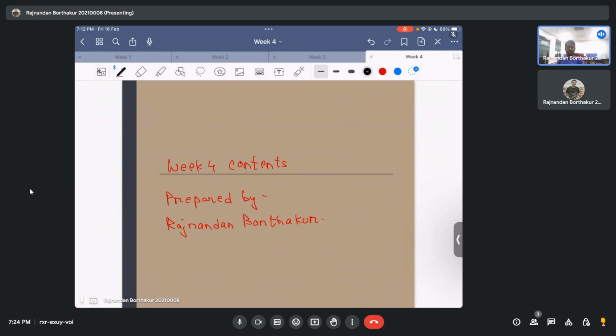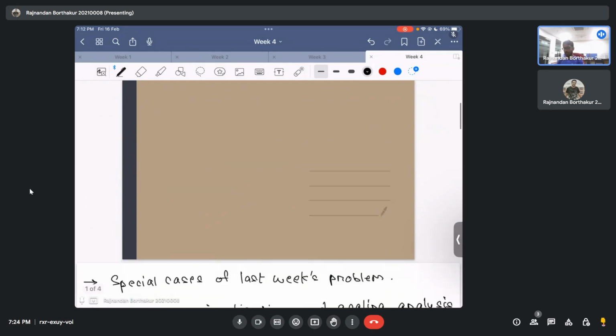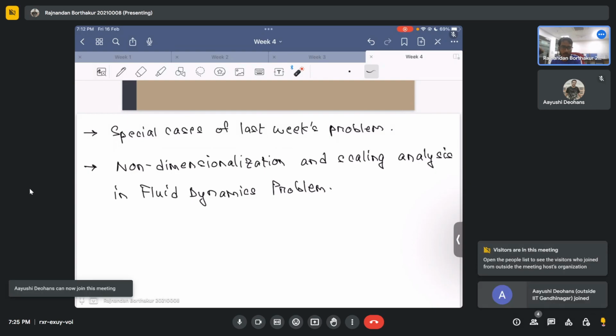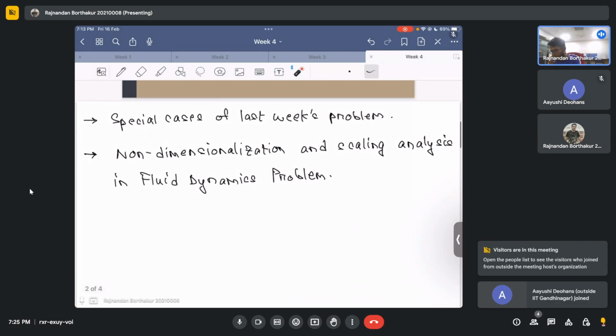So we indeed recapitulated what we learned in the previous week, and as an extension of our analysis, in this week we will see certain special cases of some of the results that we got in that exclusion problem, and we will try to analyze what these special cases physically mean in the context of the problem that we solved. So yeah, this was the agenda.